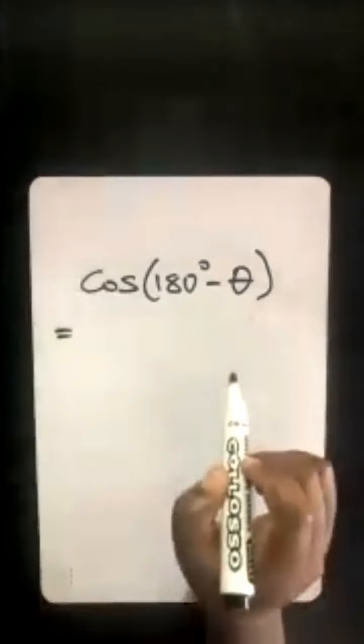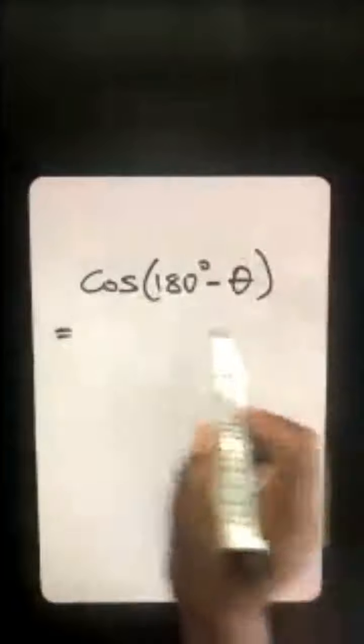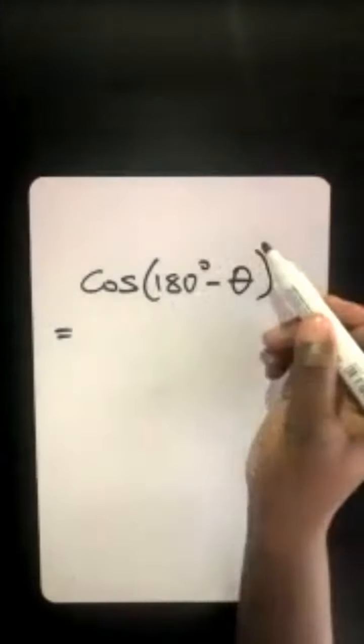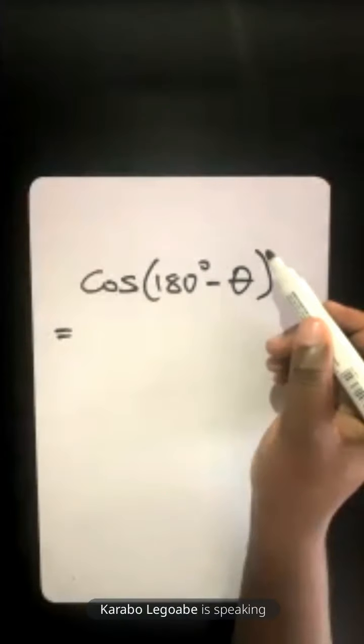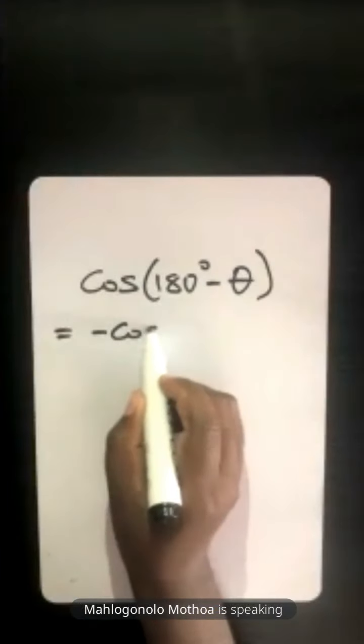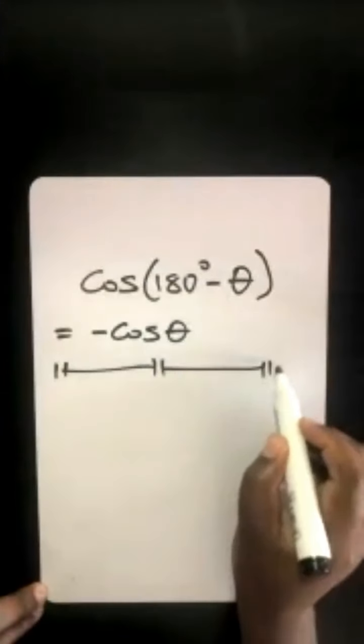What is this one, guys? In short, can someone quickly tell us what that is? The final answer, what is it? So it falls in the second quadrant. It's negative cos theta. Yes, 100%. So I want to show you something.